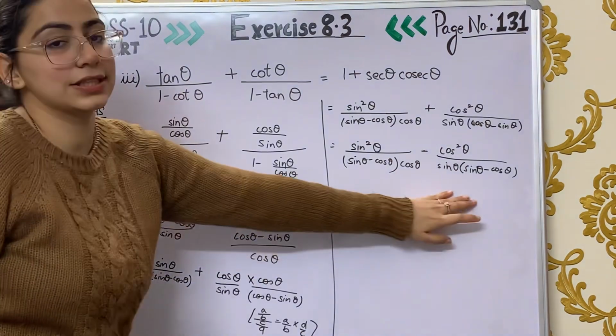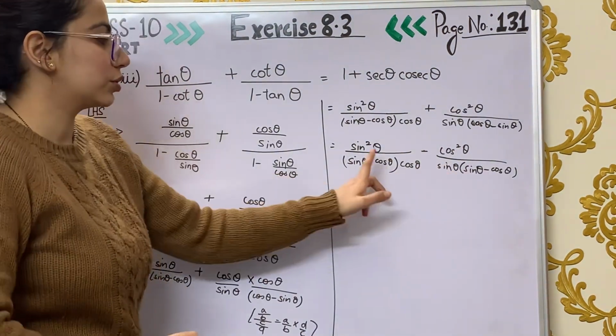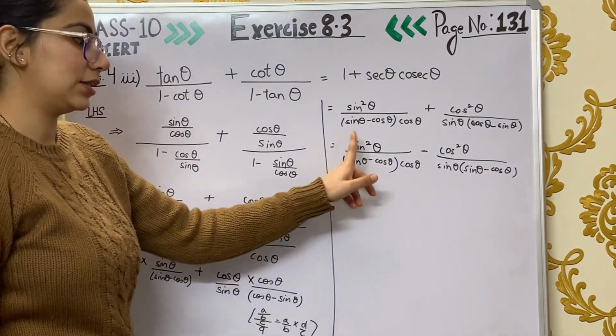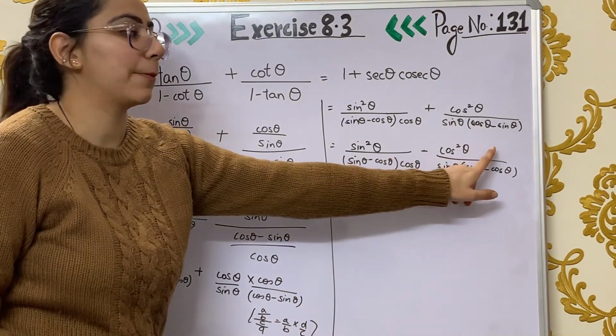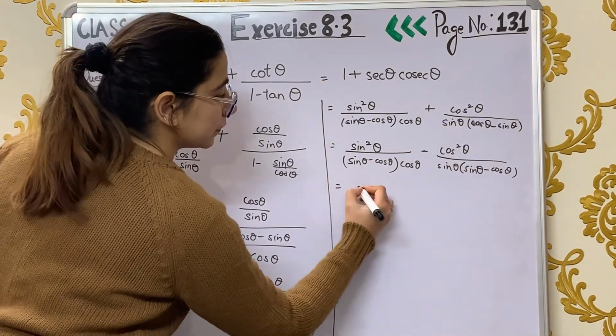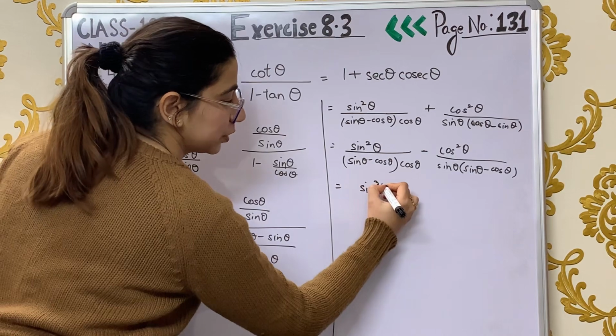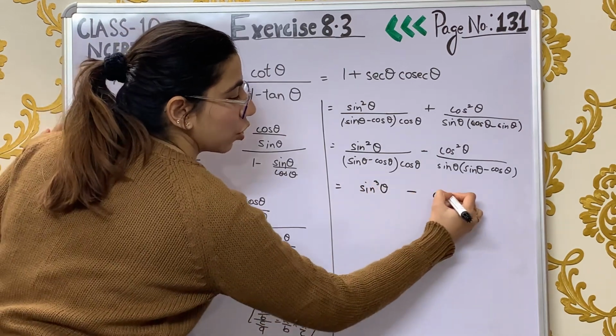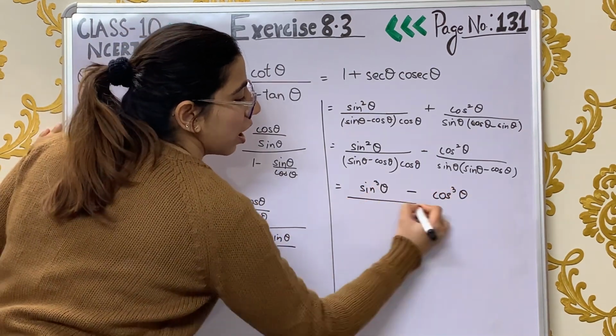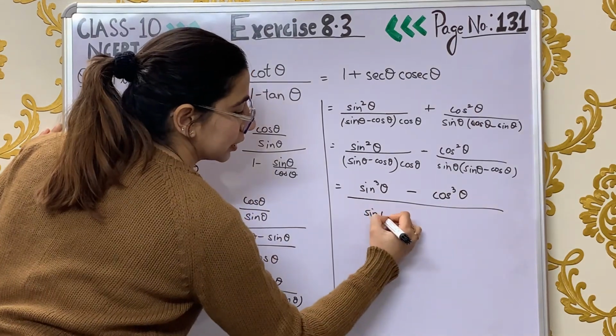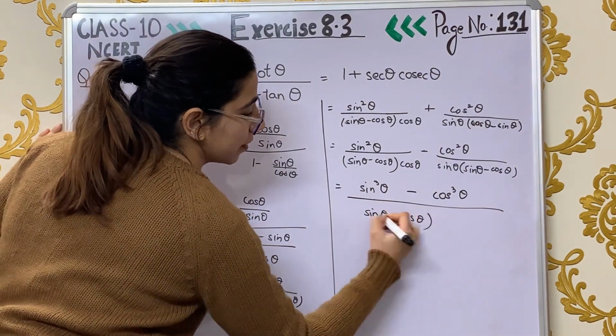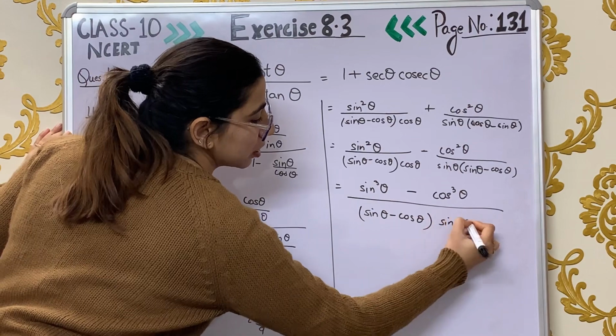Now let's take the LCM. This term is common, so this is just going to get multiplied by sin theta and this is going to get multiplied by cos theta, right? So this will become sin cube theta minus cos cube theta upon sin theta minus cos theta into sin theta cos theta.